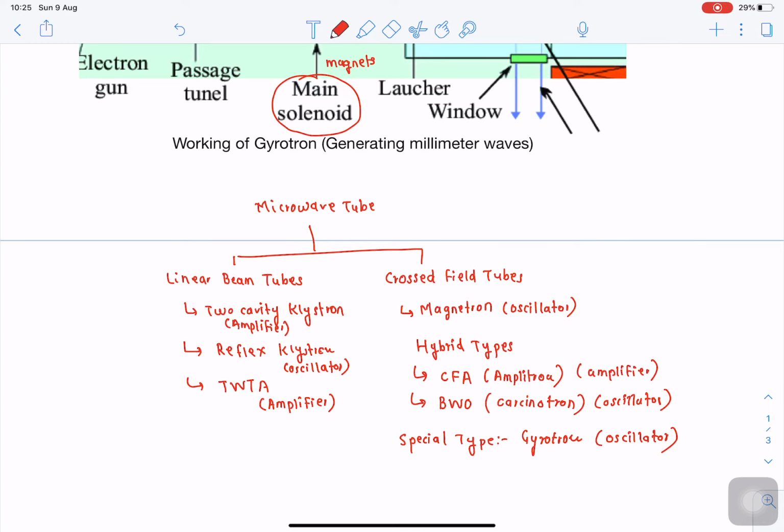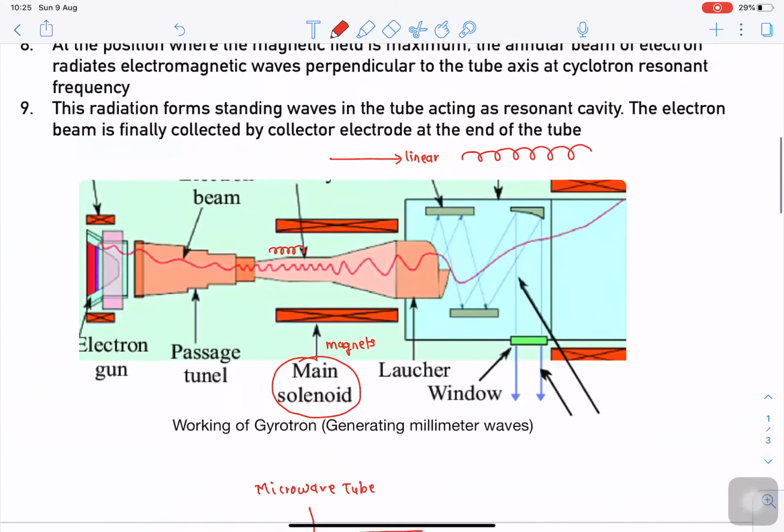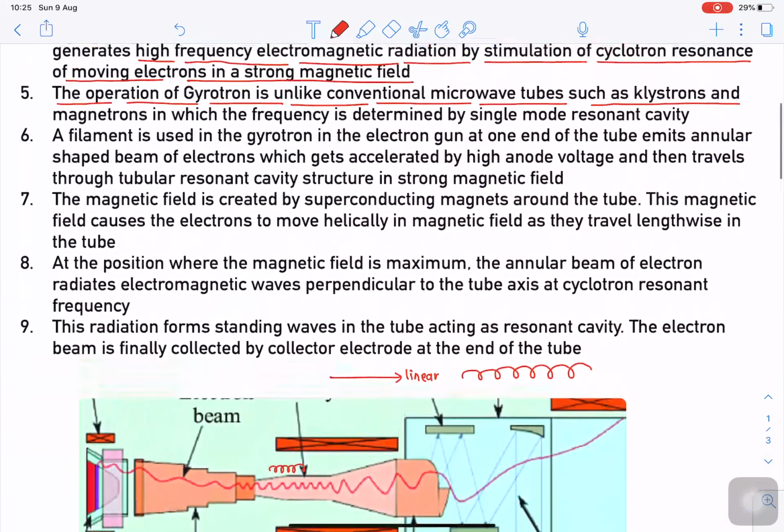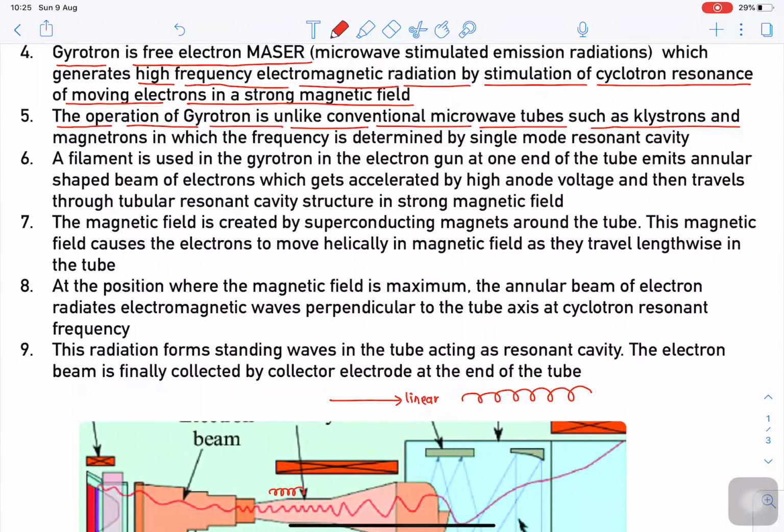Please remember, all these tubes are mentioned in our syllabus, and we will be more focused on the primary types of tubes, including the two cavity klystron, reflex klystron, traveling wave tube, and magnetron oscillator. These are the more important tubes. I hope you have gone through the entire lecture series for this third module. In our next lecture, we will be solving a couple of numerical examples based on primitive types of microwave tubes. Thank you very much.